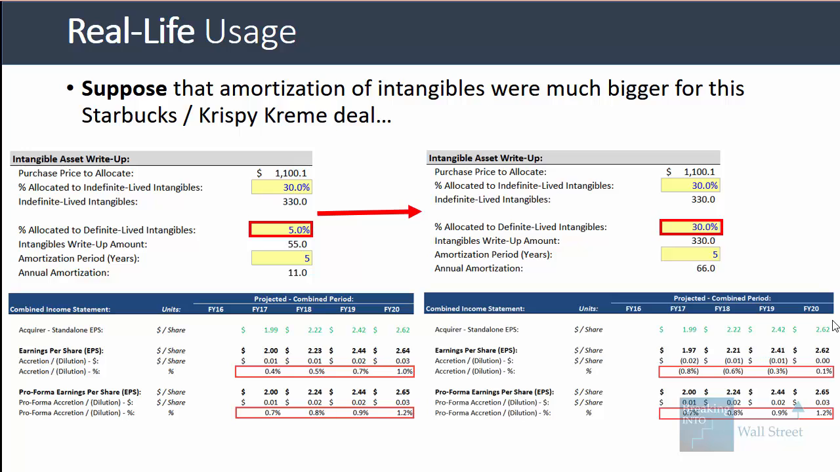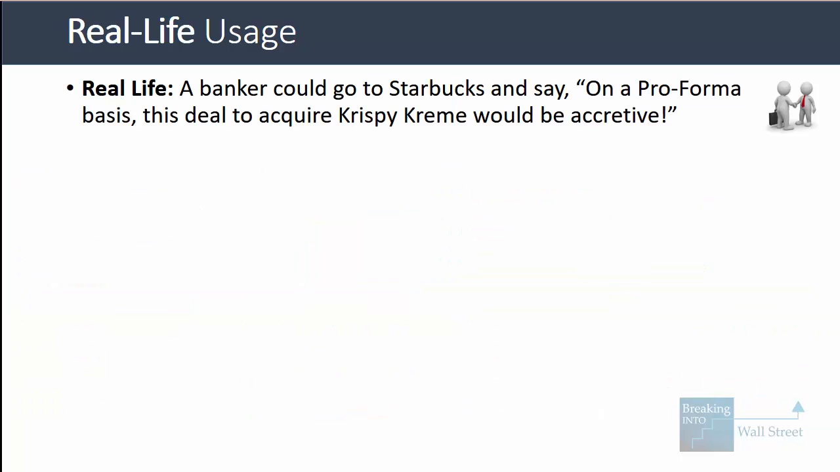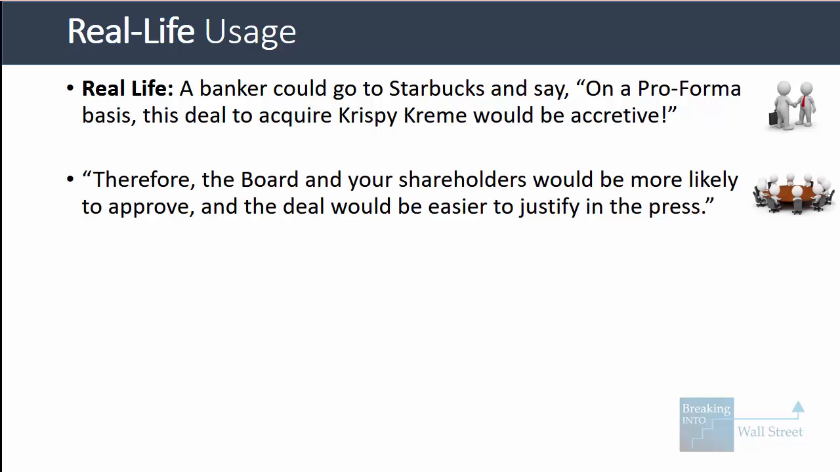So a banker could present these results to a company or to the management team and say, on a pro forma basis, this deal to acquire Krispy Kreme would be accretive. Therefore, the board of directors and your shareholders would be much more likely to approve of the deal, and you would have an easier time justifying the deal in press releases when you go out to explain it to the press and to investors and to the broader public.